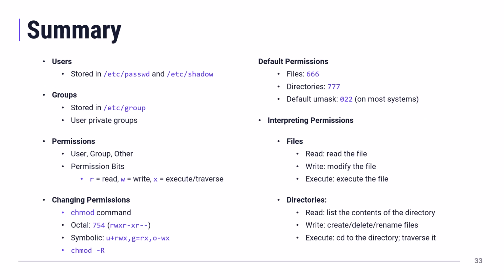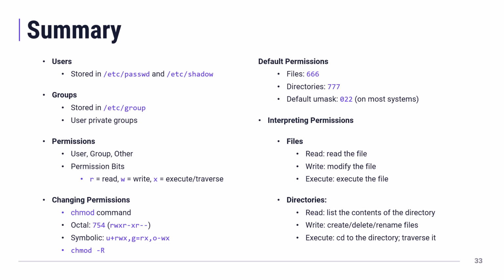Summarizing things here, we looked last day at users. We saw that at least the local users on a system are stored in the etc password file, and their passwords are stored in a separate file called etc shadow, which is accessible only to root. We saw that local groups were stored in etc group, and we saw the notion of a user private group, where when I create a user account for someone, it also creates a group of the same name, and that's called their user private group.